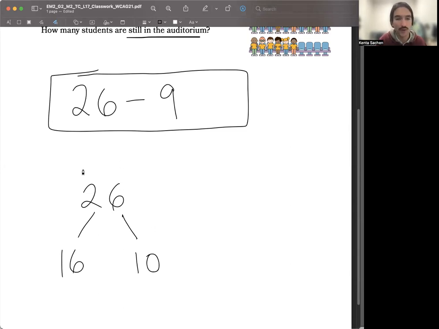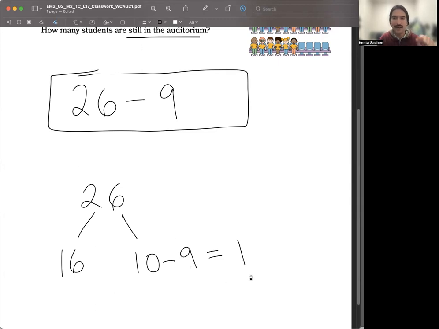Great. So we've broken down 26 into 16 and 10, right? Just like we were doing yesterday. And now we're going to subtract 10 minus 9. Right? So instead of doing 26 minus 9 all at once, we're going to subtract 9 from a smaller part of 26. And what is 10 minus 9 equal to? Let's write that down. Joshua, what's 10 minus 9? Yeah, it's equal to 1, right?